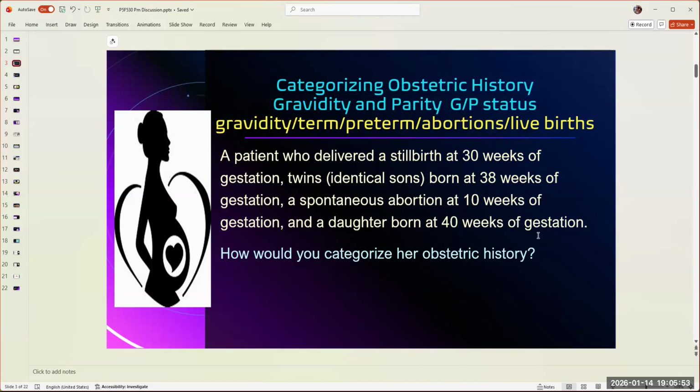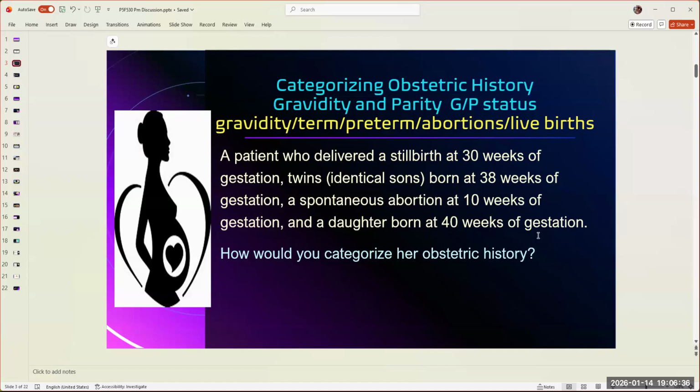Okay, so we call this gravidity and parity. Gravidity refers to a pregnancy. Term delivery refers to a baby that is at least 37 weeks when it is delivered. A preterm baby is a baby that's delivered before 37 weeks, but after 20 weeks. So between 20 and 37, or 36 weeks and 6 days.